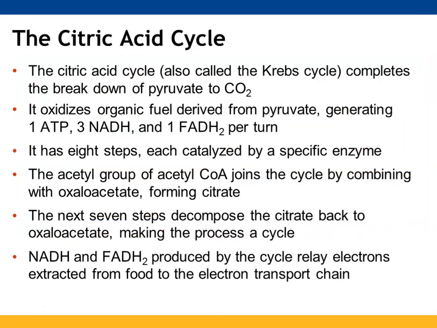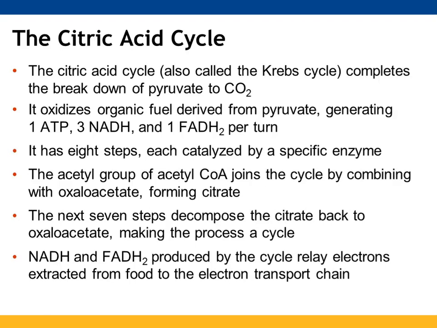So in the citric acid cycle, also called the Krebs cycle for the scientist who first described it, we finish off breaking down pyruvate into CO2. Because we still have more carbons to pull off, each time we go through the citric acid cycle with one of those acetyl-CoAs that we formed from pyruvate, one ATP, three NADH, and one FADH2, those electron carrier molecules, are formed for each turn. There are a total of 8 steps with specific enzymes for what happens at each step.